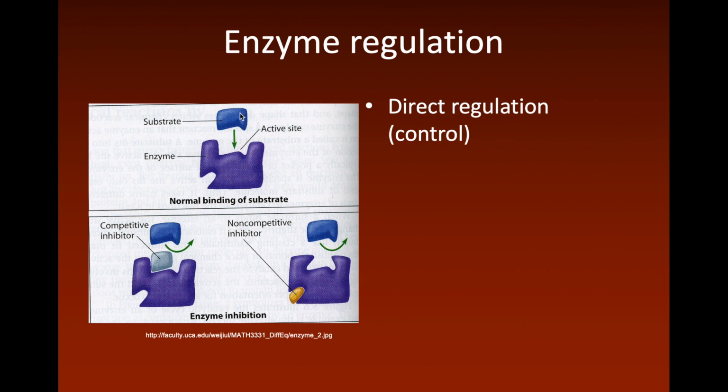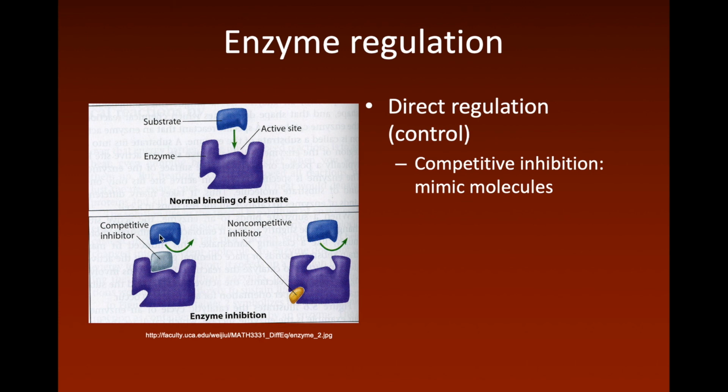So here's our normal interaction where we have a substrate that binds and docks with a perfect fit at the enzyme's active site. Now in direct regulation, where we're interacting with the enzyme directly, one way of controlling enzyme activity, there is either competitive or non-competitive inhibition.